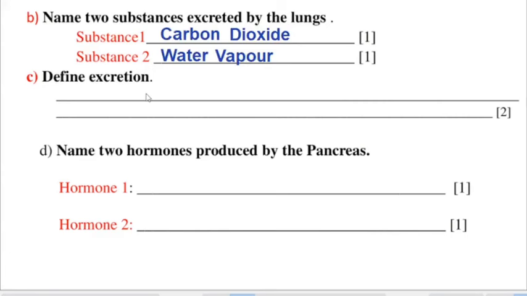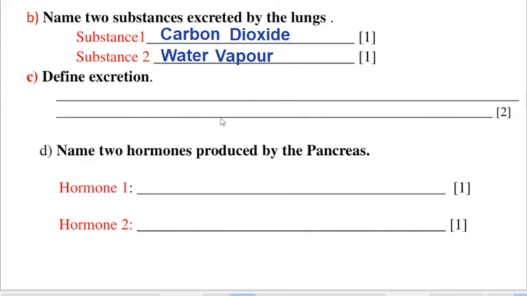Now we come to question C. Question C reads, define excretion. Excretion is the process by which living organisms separate and remove toxic metabolic products from the body. Useful products remain in the body, but those that are toxic, those products that are going to cause harm to the body, are excreted out. These products are urea, uric acid, excess water, excess salts.